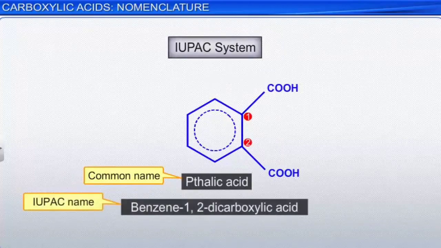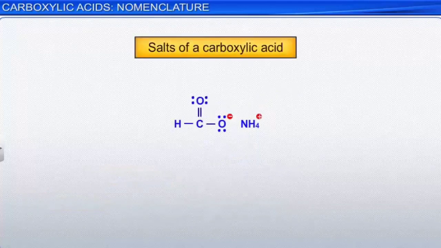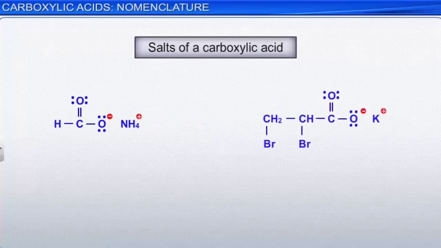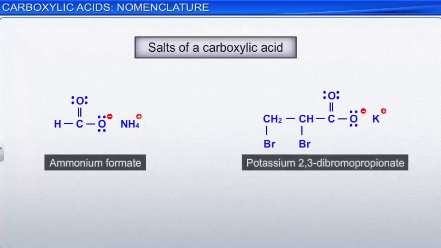The name of a salt of carboxylic acid consists of the name of the cation followed by the name of the acid, with the ending IC acid being changed to ATE. For example, the compounds given here are named ammonium formate and potassium 2,3-dibromopropionate, respectively.